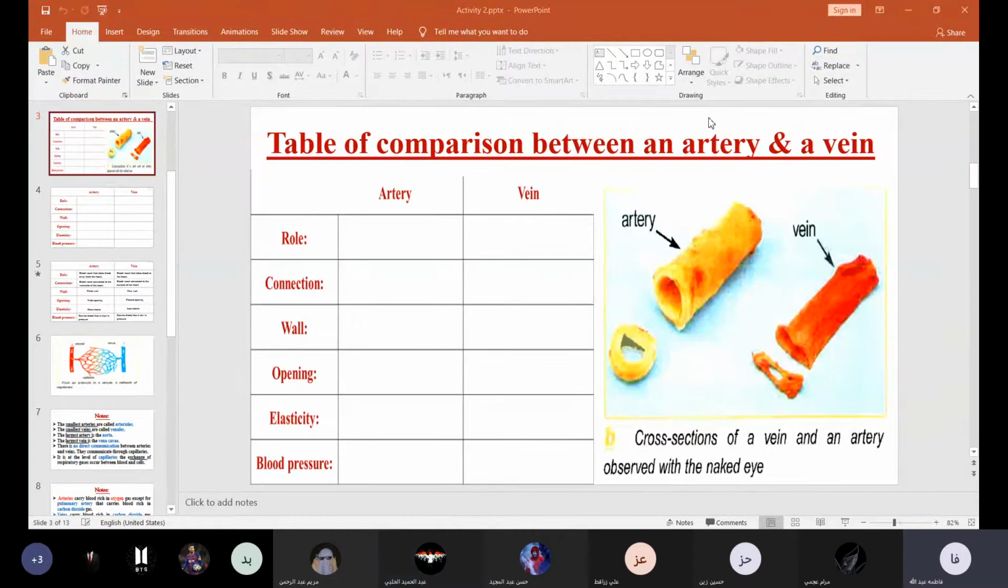Now the opening. Wide. The artery has a wide opening, and the vein has a flaccid opening. Yes, the artery has a wide opening and the vein has a flaccid opening. Very good. Wide opening. Good. Then this is number one.